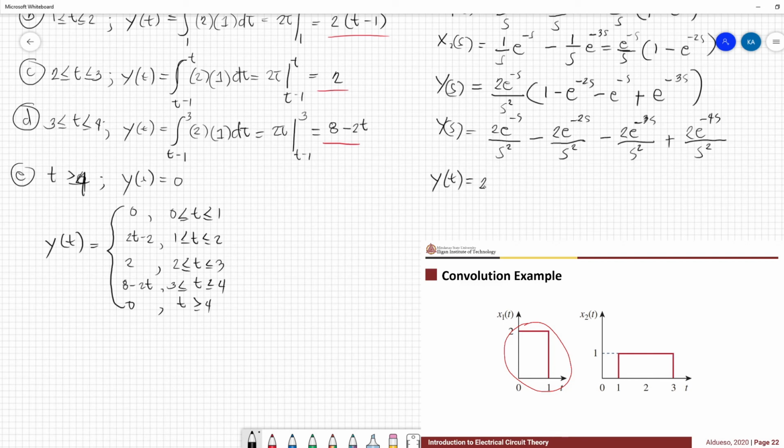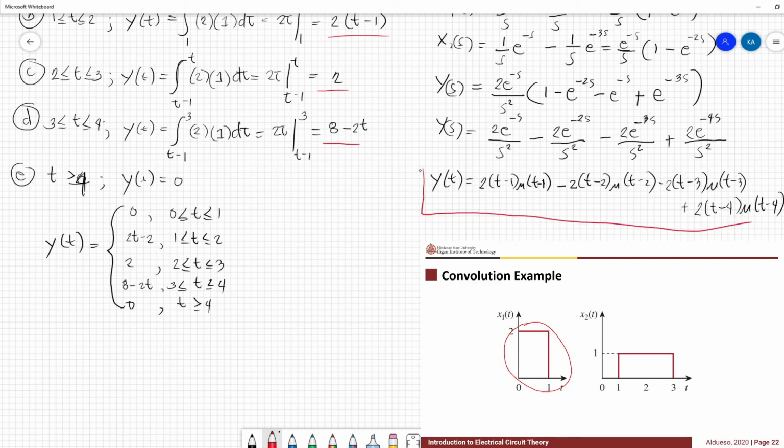time shift, so this is 2 times t minus 1 u of t minus 1 minus 2 times t minus 2 u of t minus 2 minus 2 times t minus 3 u of t minus 3 plus 2 times t minus 4 u of t minus 4. So is this equivalent to this function?